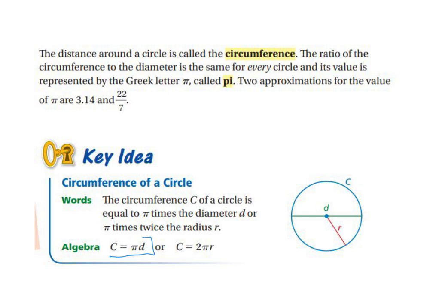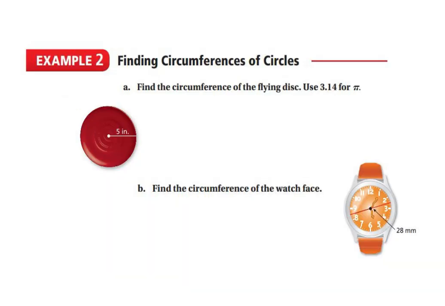So in your notes, these would be the two main things that you would need to write down and remember. Circumference is pi times diameter, or circumference equals pi times 2 times the radius. So knowing that, let's find the circumference of this flying disc. Use 3.14 as an estimation for pi.